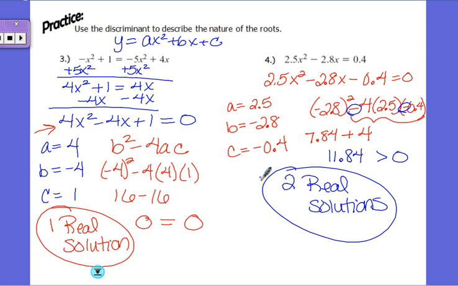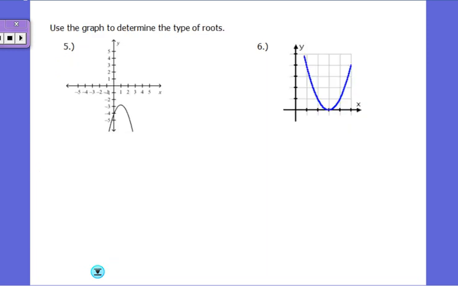The last two, 5 and 6, are just taking a look at graphs and determining what type of solutions they have. So let's go ahead and take a look at those. When you take a look at graph number 5, what type of solutions do you think you're going to have? Hopefully you said 2 imaginary, because it does not cross the x-axis.